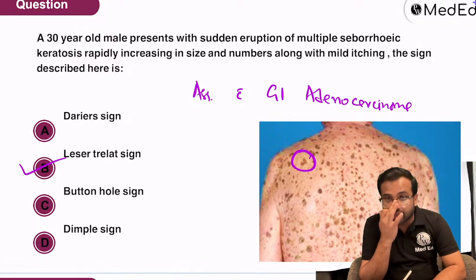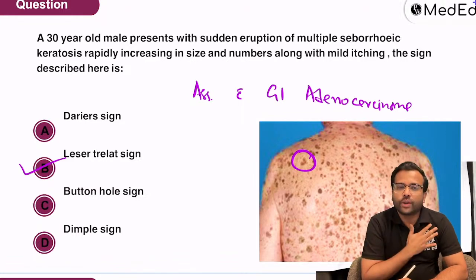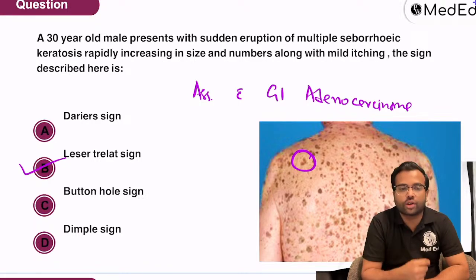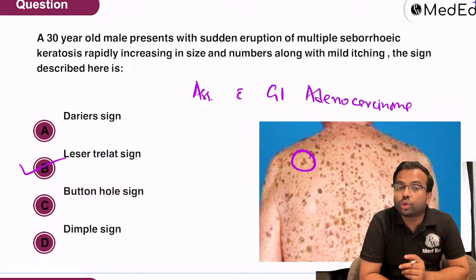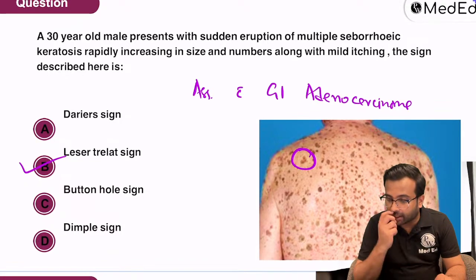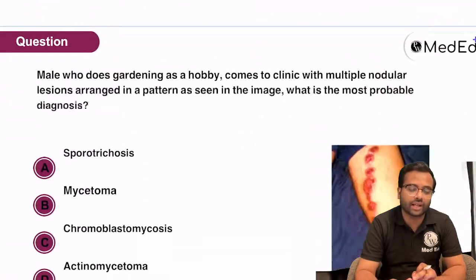So when there is a sudden eruption of multiple seborrheic keratosis, where you get these brownish colored hyperpigmented plaque lesions over the trunk, you have to refer the patient to surgery to rule out GI adenocarcinoma. Okay. So here the right answer is going to be Leser-Trelat sign.